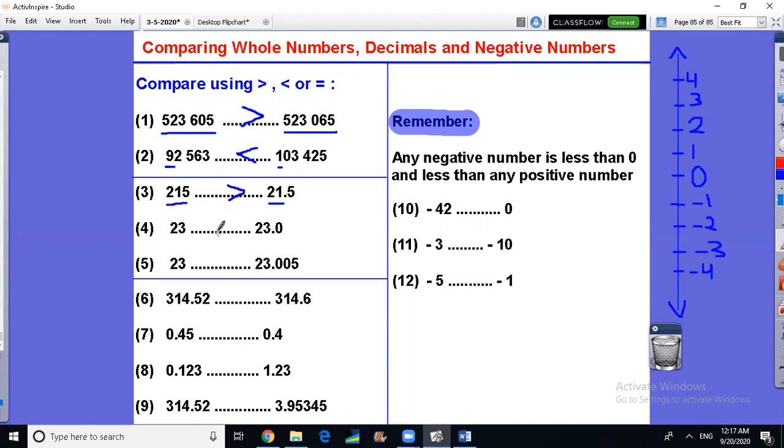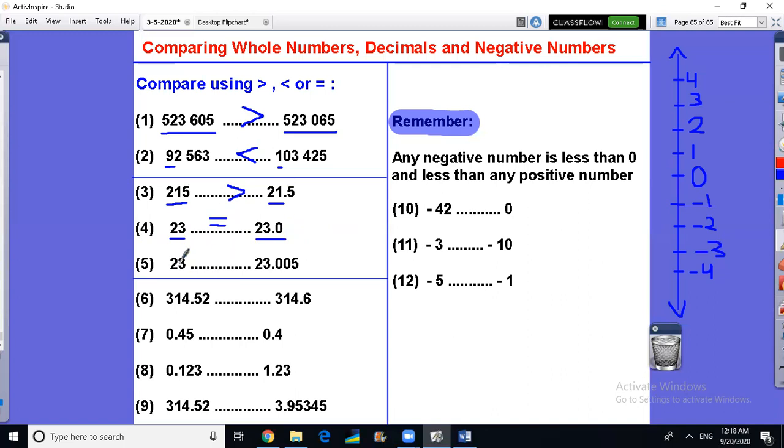Moving on to question number 4. Here we have 23, and here we have 23.0. Oh, mister, come on. You really think that you're going to fool us? No way. Both of them are actually equal. 23 is just the same as 23.0, the same as even 23.00. The zeros are just the same. All right? Let's remove them.